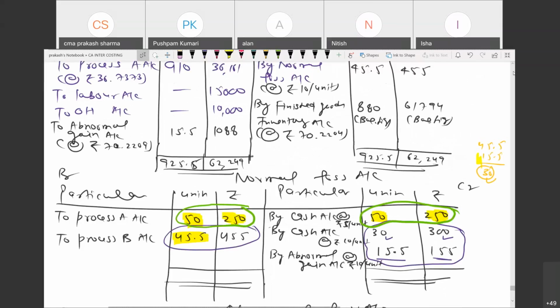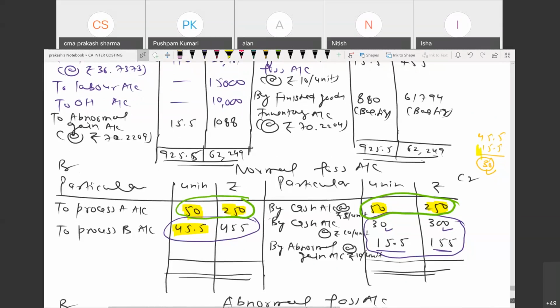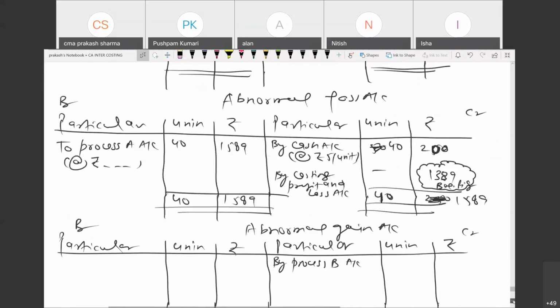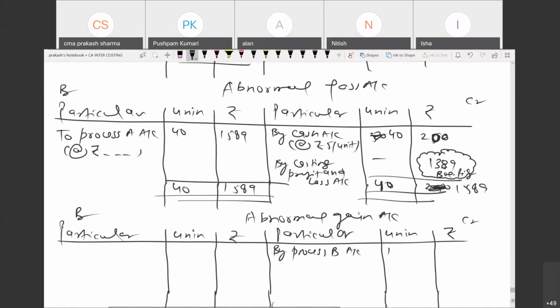15.5 थी और 1088 का इसका अमाउंट था। चलो सर, सो आवर एक्चुअल गेन 15.5 1088। So 15.5 1088, it was our abnormal gain that we experienced in process B, but we will charge normal loss some amount from normal loss account because some scrap value could have not been recovered by us because of this abnormal gain. So our actual abnormal gain would be reduced.